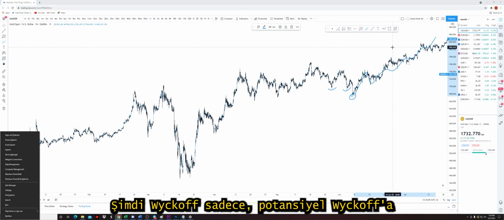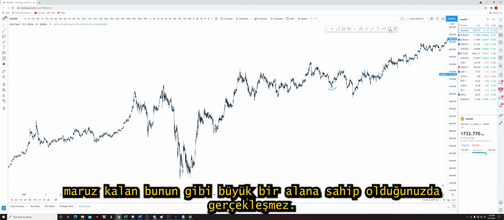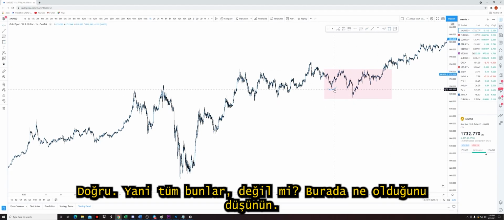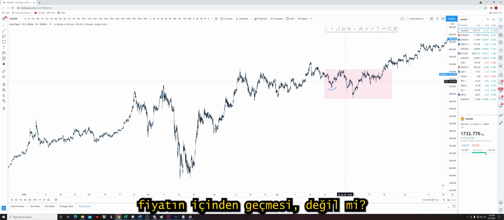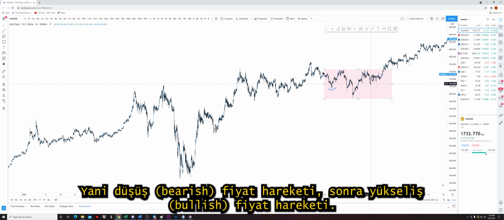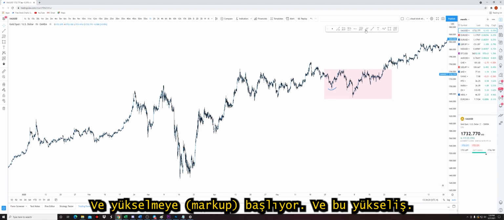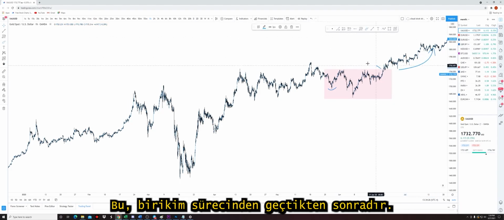Now, Wyckoff doesn't only occur when you have a large area like this that undergoes potential Wyckoff, right? So all this is, right? Think about what's happening here. All this is potential lows being created, price trading through, right? So bearish price action, then bullish price action, and it begins to mark up. And this is the markup. This is after it undergoes accumulation.